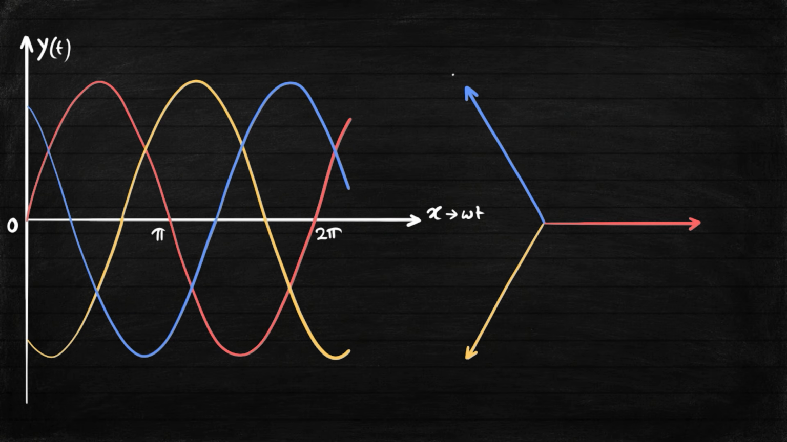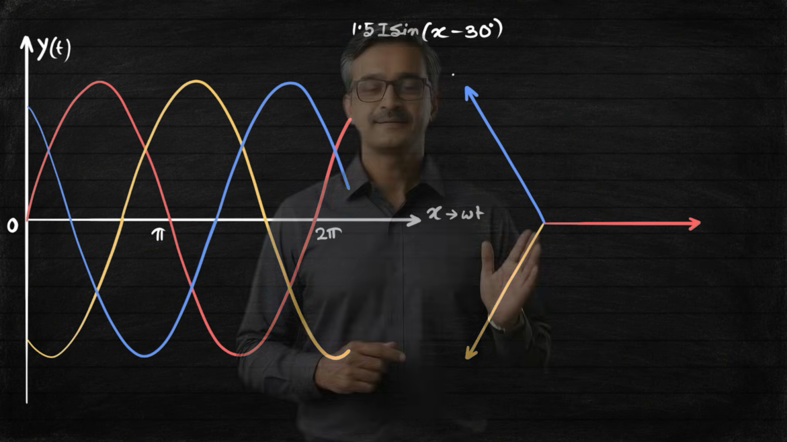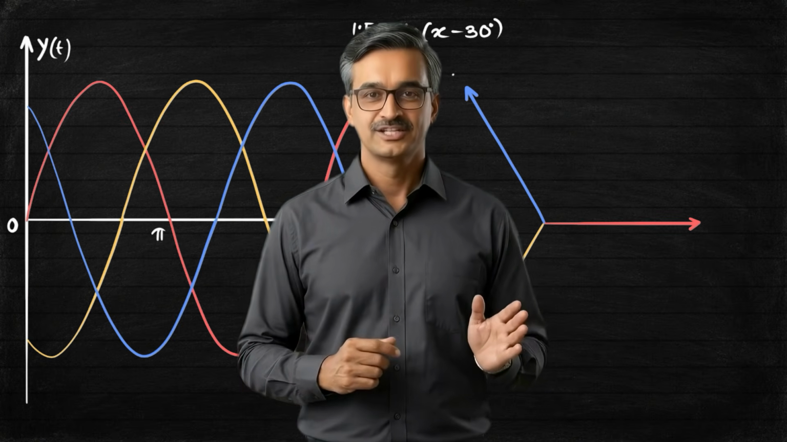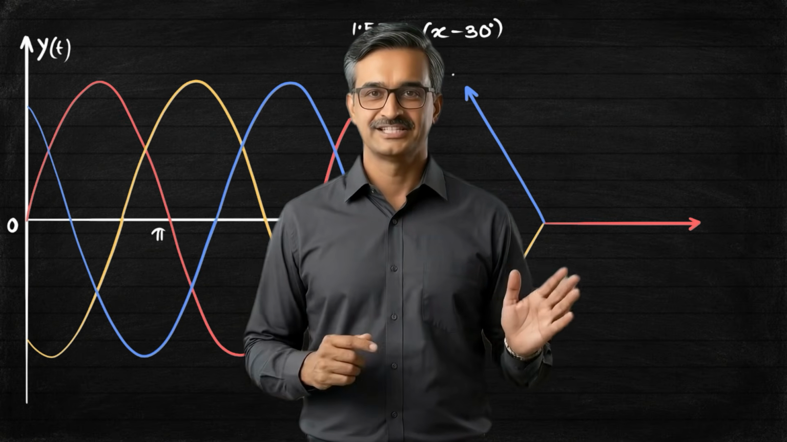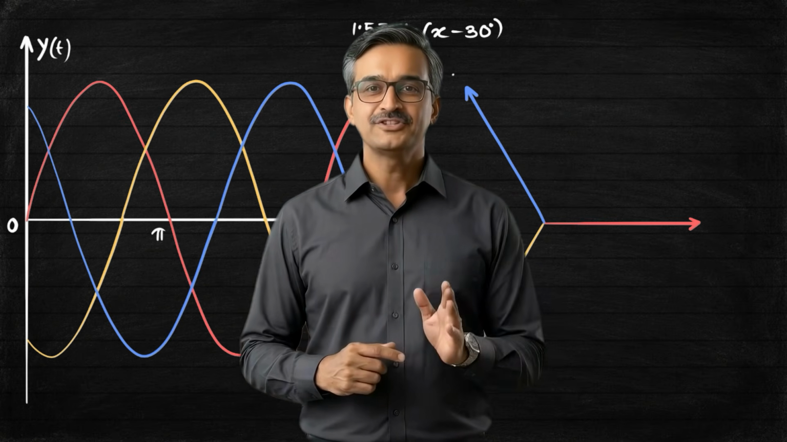Now say one fault has occurred in the red phase of the system, and because of that, the current in the red phase has increased to 1.5 times I. So we can write the red phase current equation as 1.5 I sin(x minus 30 degrees). Because suppose due to the fault, the reactance of the red phase network has changed. Somewhere, a short circuit has occurred between the earth and the red phase conductor. So the reactance characteristics of the red phase network have changed.